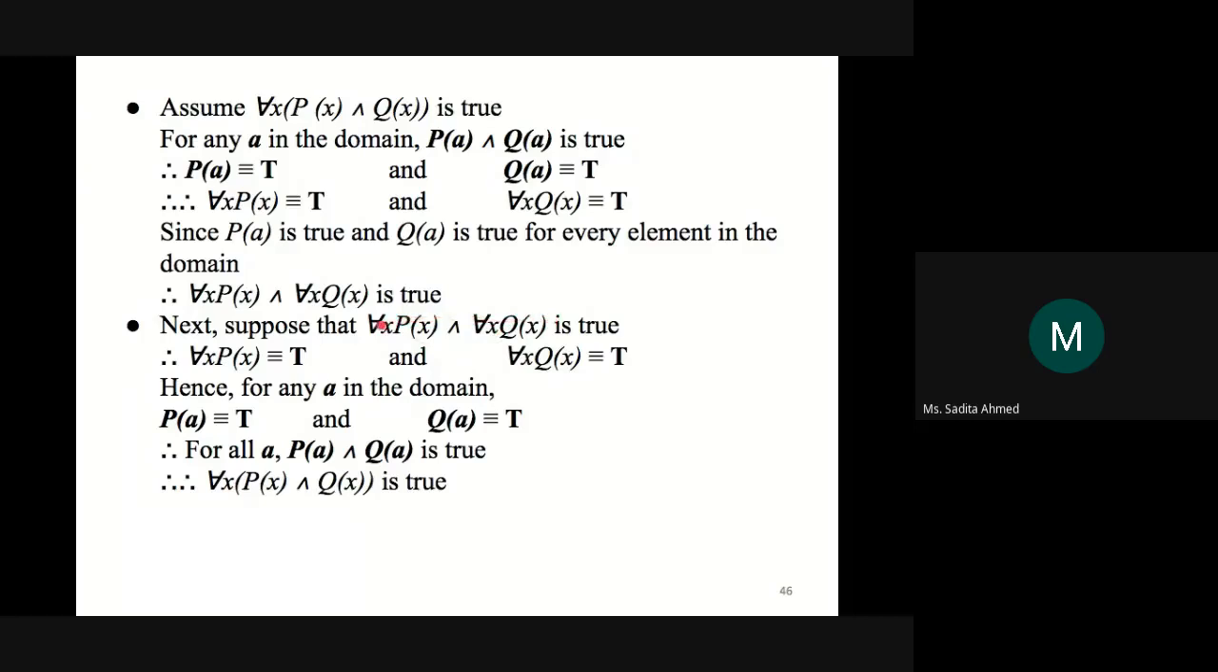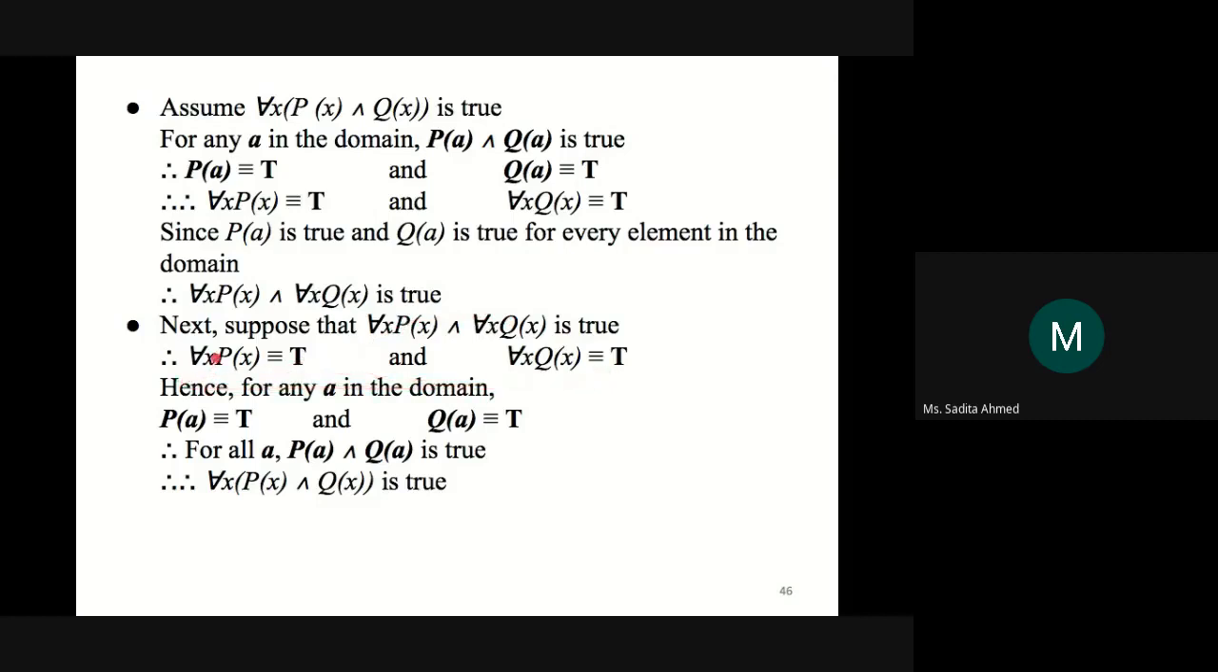Now, if this is true, what can you say about the truth value of for all x, Px, guys? Can it be false? For all x, Px, just the first part, can it be false? No, ma'am. Same reason, because there's an AND operation here. So these two have to be true individually. So for all x, Px is true and for all x, Qx is true.